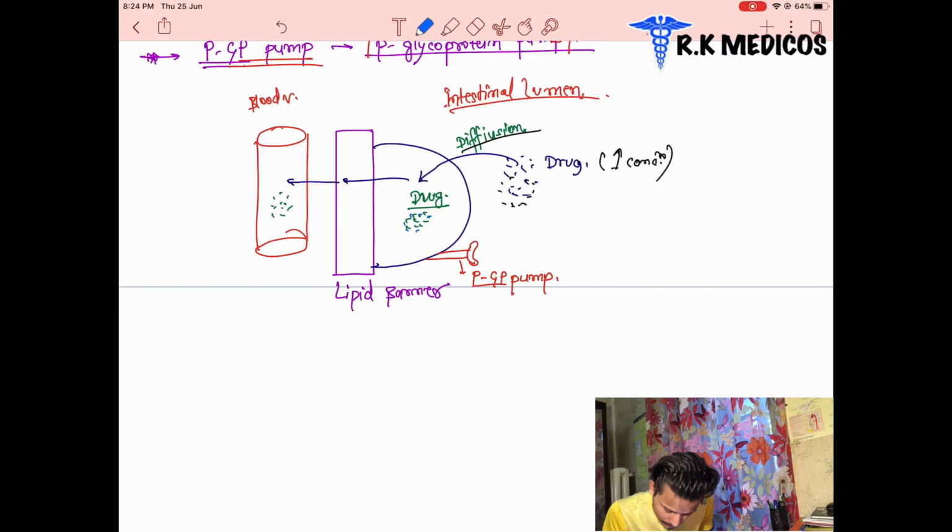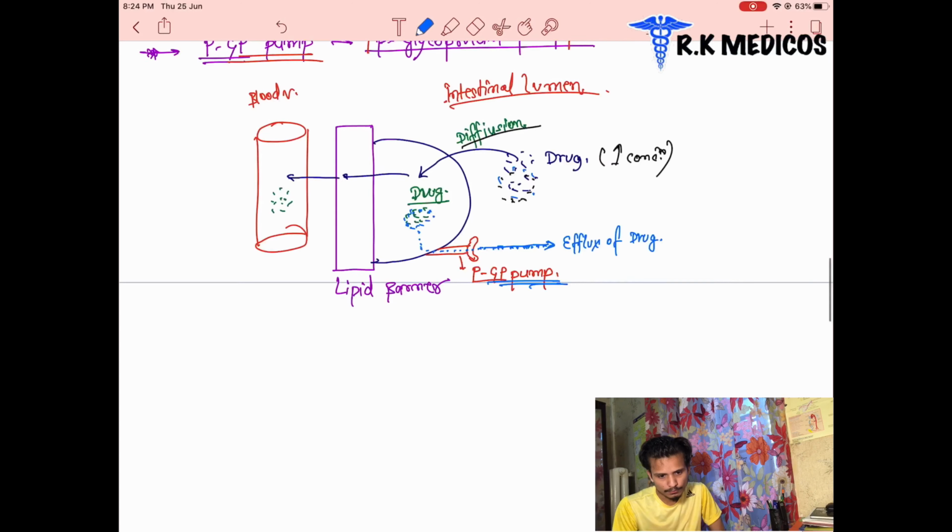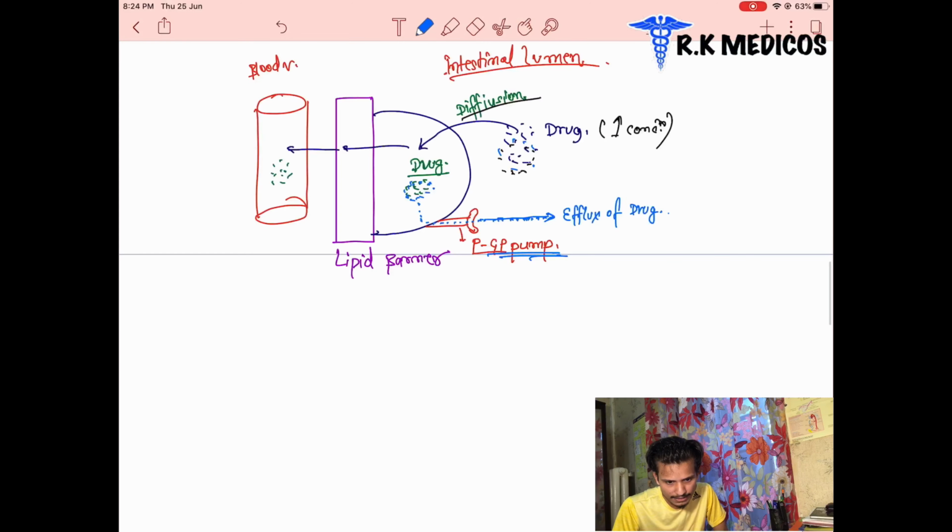What is the role of it? The drugs that accumulate in the intestinal lumen cells get effluxed. Efflux means exit out, moving out of the cell. These drugs move out from the intestinal lumen cells to the outside, and this is called efflux of drug, through the PGP pump. This efflux causes pre-systemic elimination.